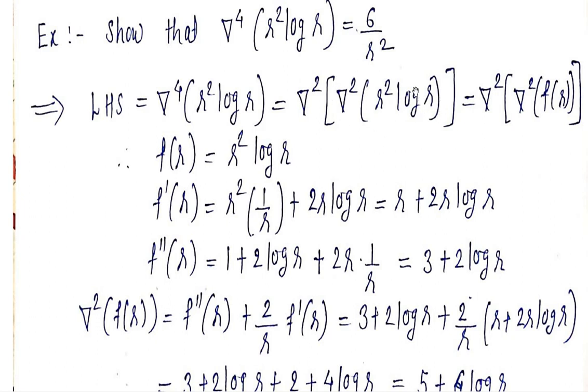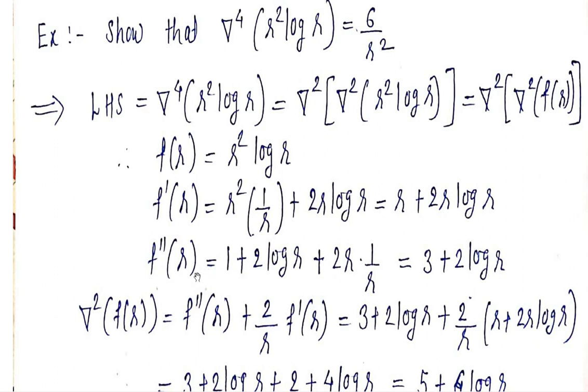Now if we get del square of R square into log of R, we can find out again del square of this quantity. We denote R square into log of R by f of R. So f of R is R square into log of R. What is f dash of R? We have two terms in R, so we have to use the product rule. R square as it is, derivative of log of R is 1 by R, plus 2R, derivative of R square is 2R, into log of R. So it is equal to R square by R is R, and 2R log of R remains as it is.